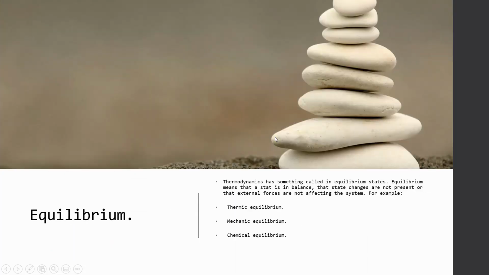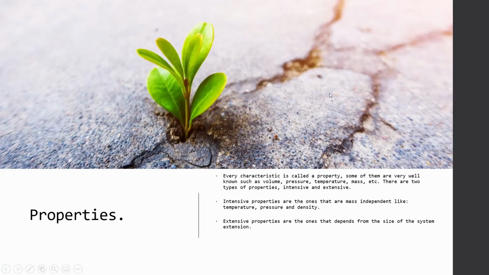So going back to properties, here we have two types of properties: intensive and extensive properties. So energy is a property of thermodynamics. It is a characteristic of thermodynamic systems. And intensive properties are the ones that are mass independent, like temperature, pressure, and density. And extensive properties are the ones that depend on the size of the system. So the bigger the system, the bigger the properties, or the more properties that we can have.